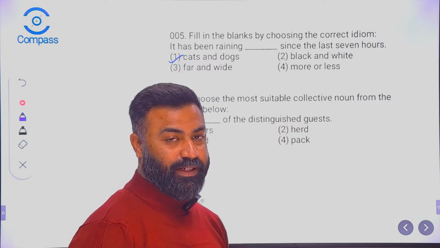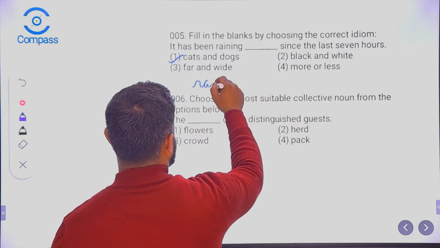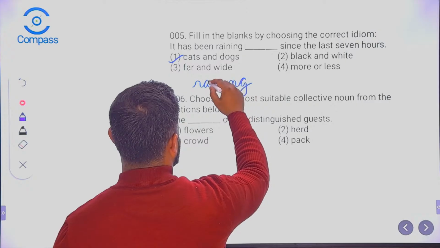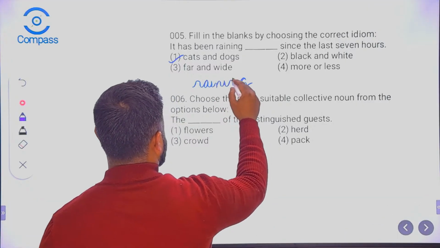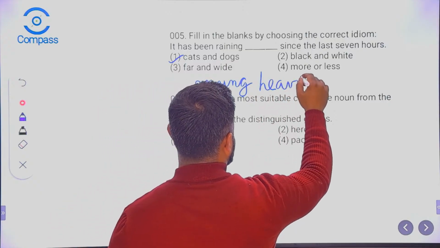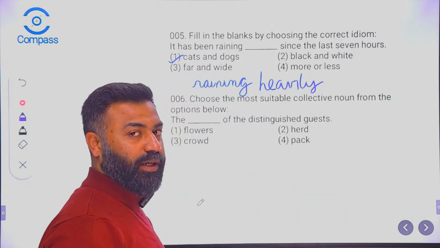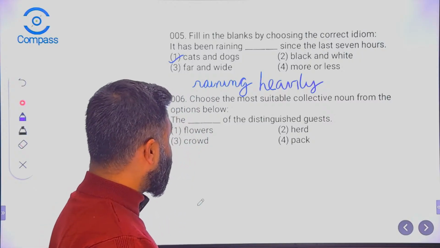Yes, raining heavily. That's correct, Priyanka. I would like to write down here: it's raining heavily. So that's the correct meaning of the idiom.